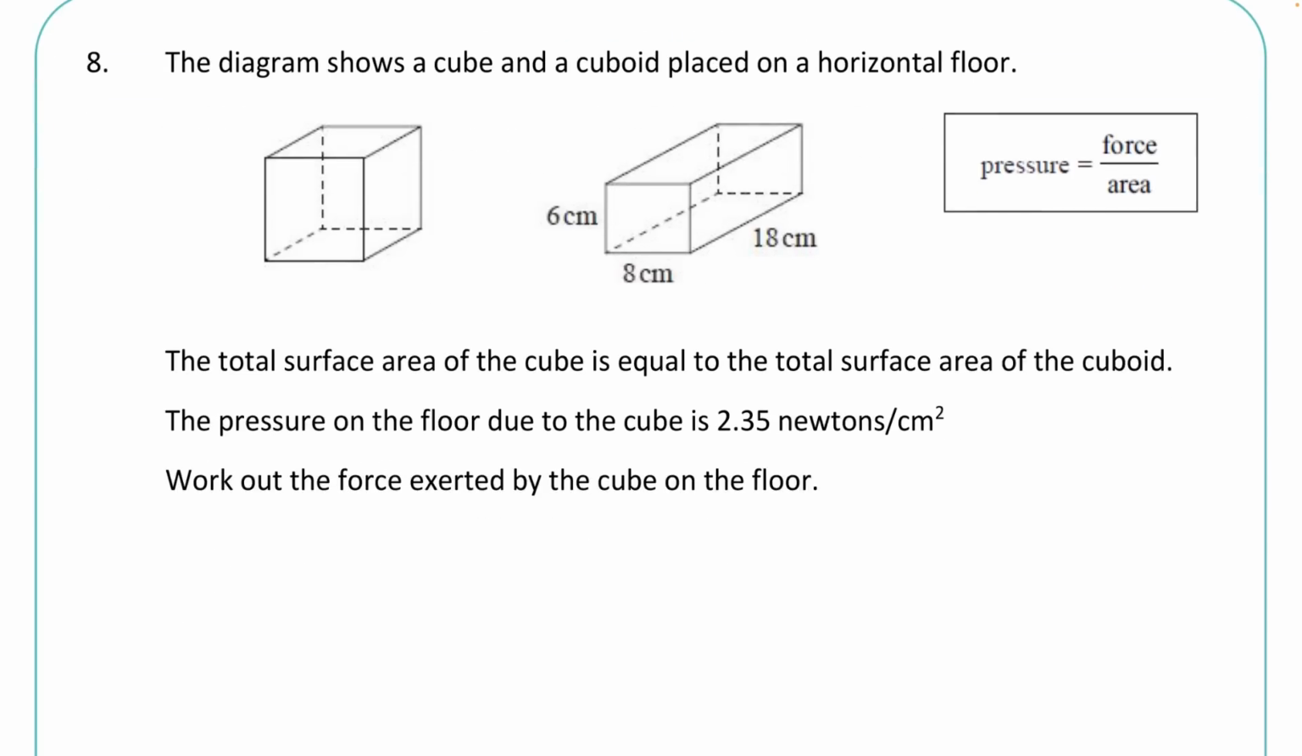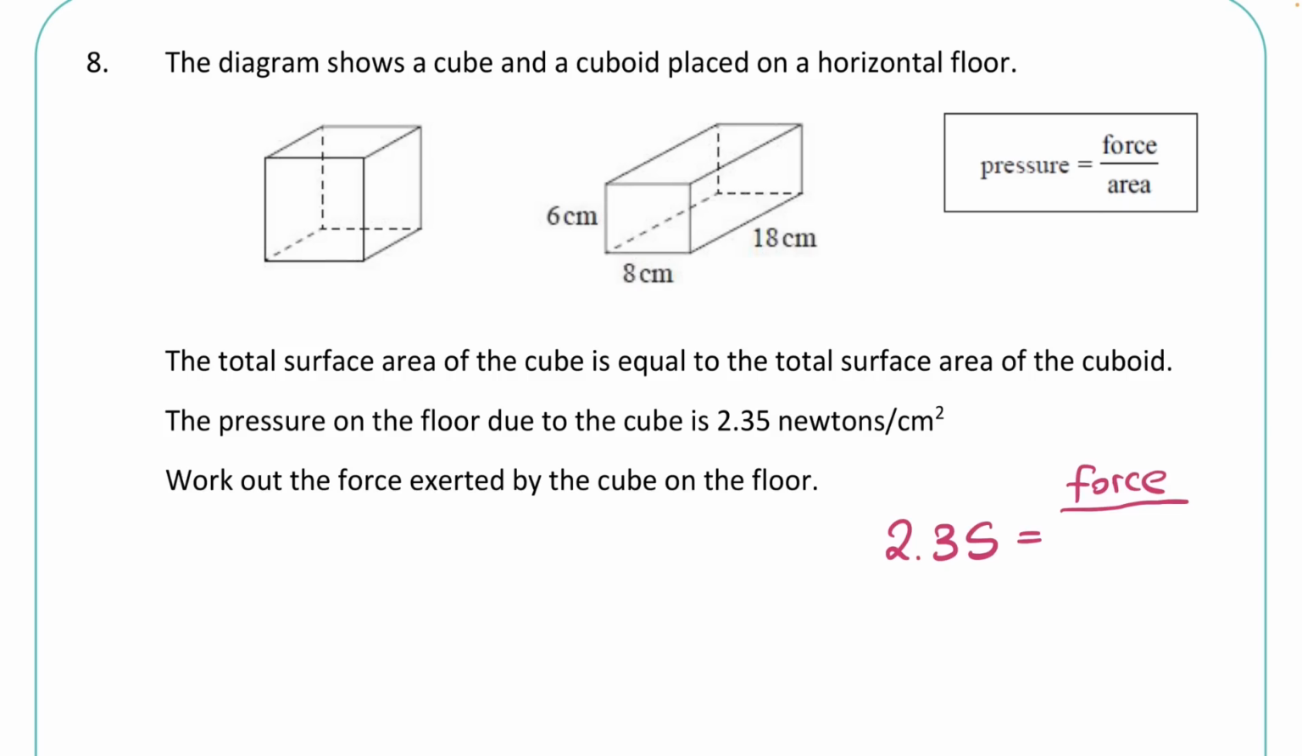So this next question, we are looking at pressure, force and area. Now it says here the total surface area of the cube is equal to the surface area of the cuboid. The pressure on the floor due to the cube is 2.35 newtons per centimetre squared. Work out the force exerted by the cube on the floor. So we have our formula up here and it tells us the pressure. So we know the pressure is 2.35 and that is equal to the force divided by the area. Now we're trying to work out the force, so we must be able to get this area.